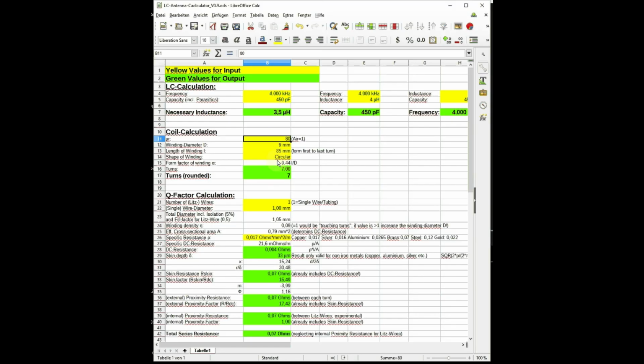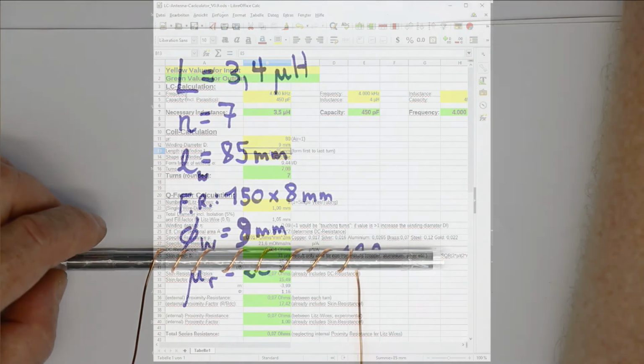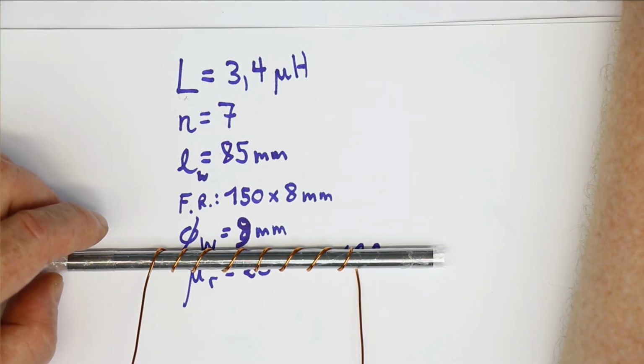So we now know by playing around a little bit with the numbers that the initial permeability of our material, which is 250, is reduced down to around 80 when we wind a coil on this special shortwave ferrite rod with 150 millimeter length, 8 millimeter diameter, 9 millimeter winding diameter, 7 turns stretched out to 85 millimeter.